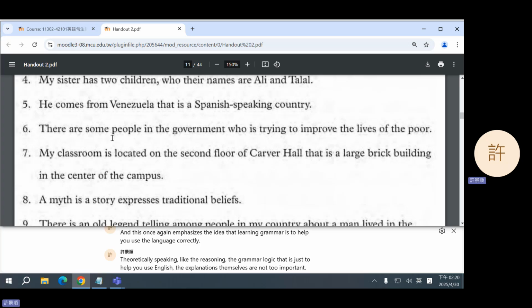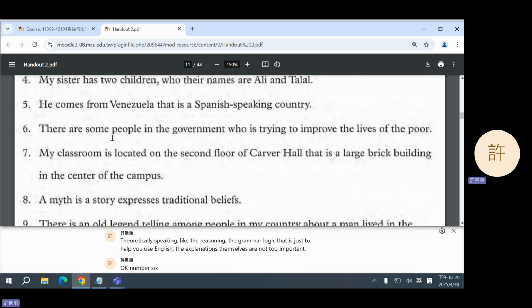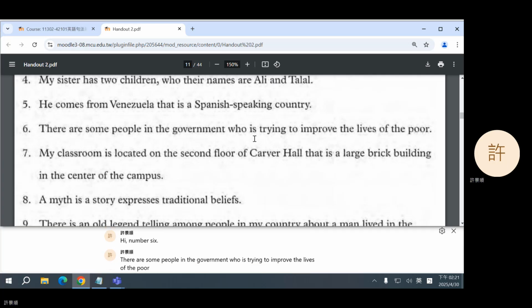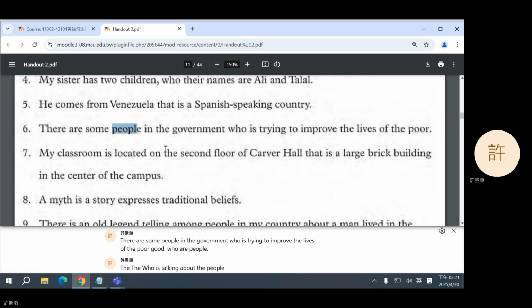Okay, number 6. Hi. Number 6. There are some people in the government who is trying to improve the lives of the poor. Good. Who are people? The who is talking about the people, not the government, the people. So this should be are.